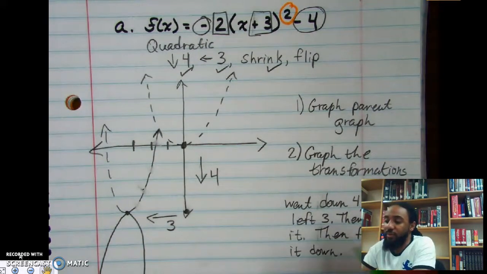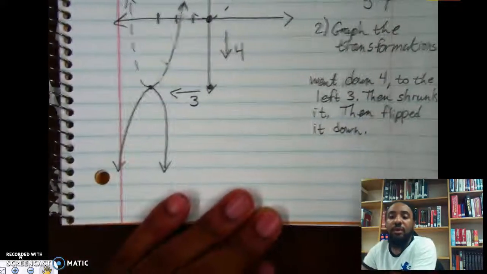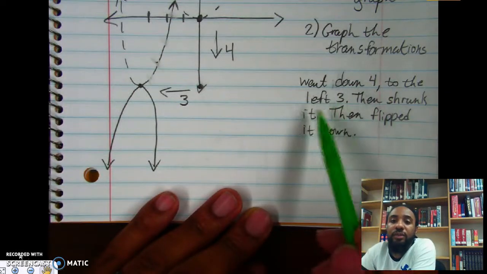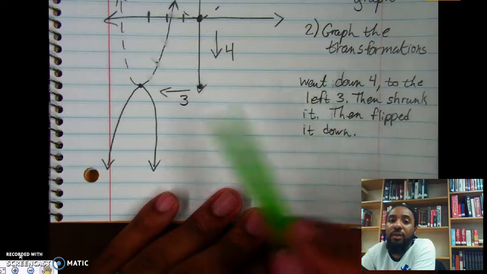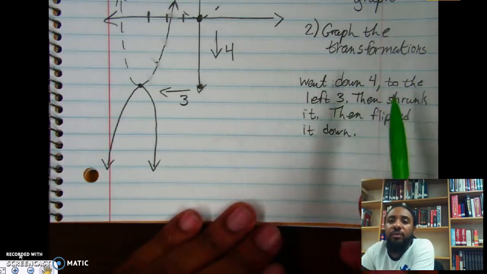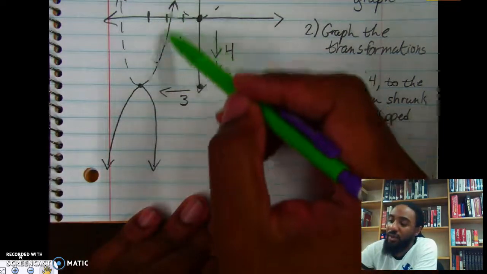Bam. And so that way everybody can see it. So again, we went down 4, went to the left 3. We went down 4 and directly to the left 3. We didn't stop and pass go or whatever. Then we shrunk it, and that's what this part was right here. This was to shrink.